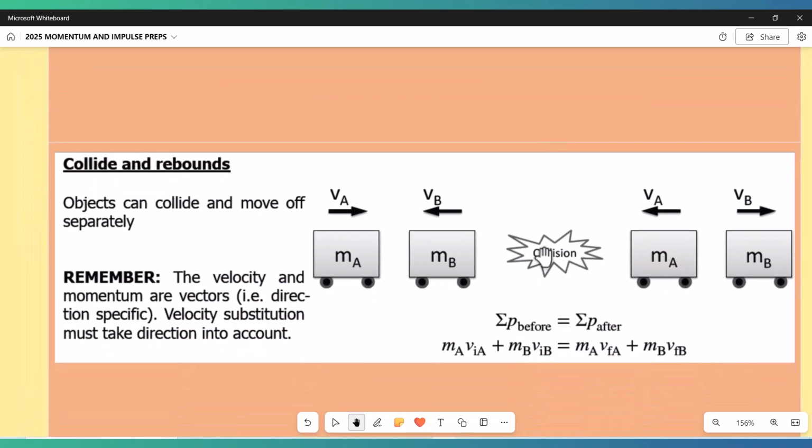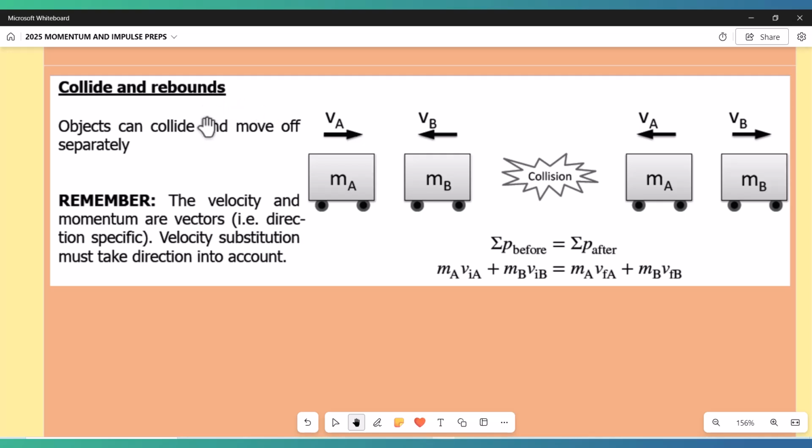Then sometimes they can collide and rebound, so they can collide and move off separately. For example, this is object mass A, mass B. A is moving to the right. What about B? To the left. So they collide here, and you can see that our A goes to the left. What about B? Goes to the right. So that's when they collide and then move off separately. Now remember that velocity and momentum are vectors, so it must be direction specific when we're doing our substitution.